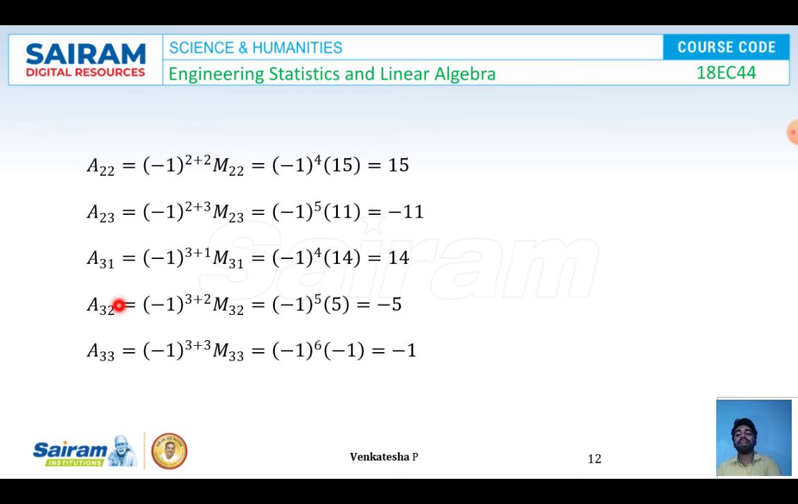A32. So in the formula I'm putting i is equal to 3, j is equal to 2. So I got minus 1 whole power 3 plus 2 into M32. That will be equal to minus 1 whole power 5 into 5, it is equal to minus 5. Last one, A33. Putting i is equal to 3, j is equal to 3, I got minus 1 whole power 3 plus 3 into M33. So it will be equal to minus 1 whole power 6 into minus 1. This will be equal to minus 1. So in this way, we have to find the cofactors of the matrix.